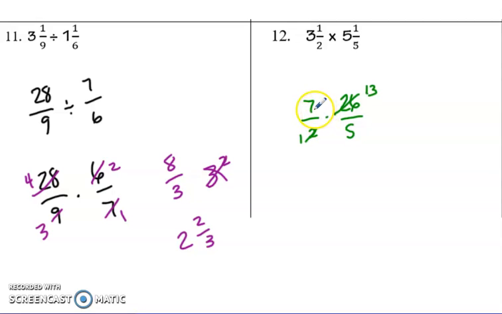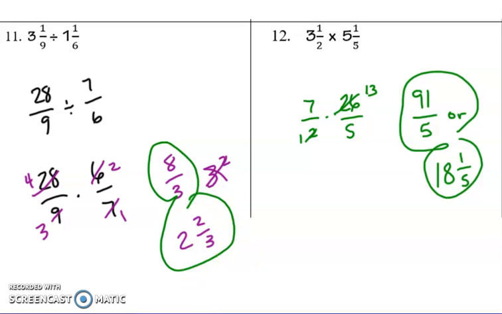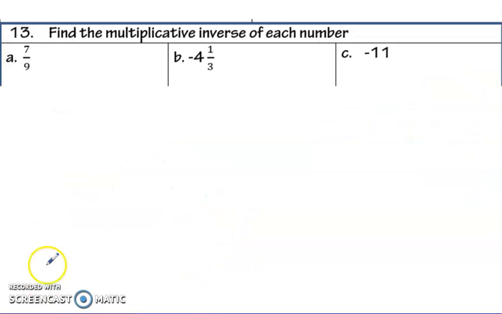So 7 times 13 would be 91 over 1 times 5 is 5. You can leave it like that, or you can also go in and change it. And 5 goes into 90 18 times, and I'd have 1 left over. There we go. Okay, and you could have also left this as 8 thirds either too. Okay, so what else have we got left here?